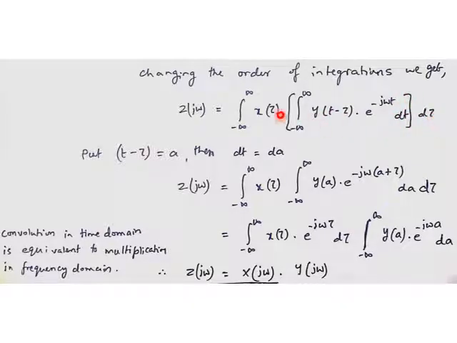d tau is outside because this d tau belongs to x of tau, so d tau is written outside. But for the inside, whatever we wrote in the square bracket, we have t minus tau with respect to y of t. So I'll just make it a single term. We are going to substitute t minus tau equal to some other parameter a.